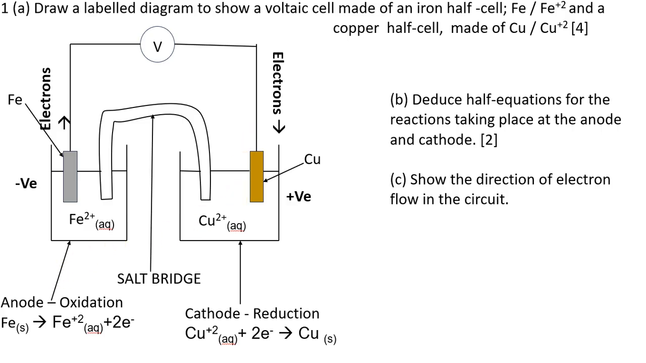Good to show that the anode is the site of oxidation, the cathode is the site of reduction. Half equations for the reaction taking place at the anode and cathode. Iron being the more reactive metal, being oxidized to form Fe2+. Copper ions being reduced to form Cu. And the direction of electron flow from the anode, where the electrons are produced, around the external circuit to the cathode, where they're accepted. One more.